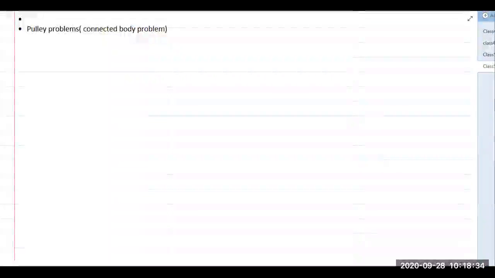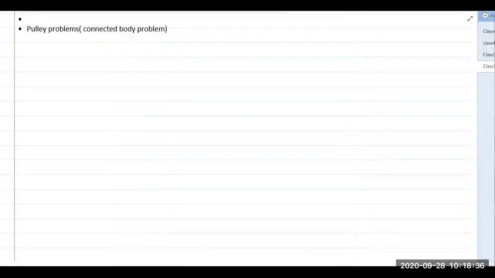Let's do the connected body problem, also called the pulley problem. First we will see what assumptions are generally taken while solving Newton's law problems. A pulley is a circular thing, and we have a string passing over it. So we have this kind of system.